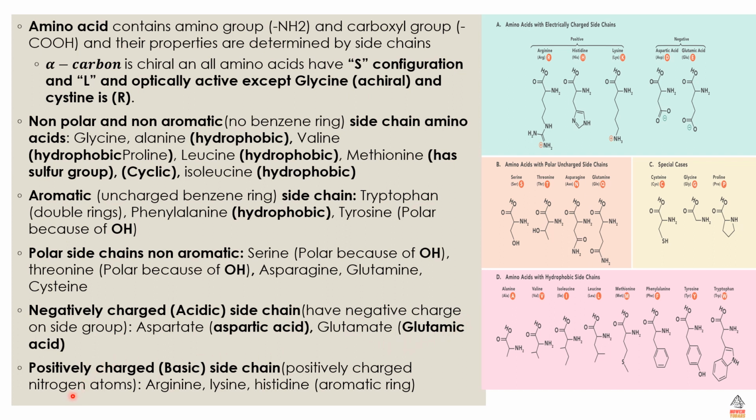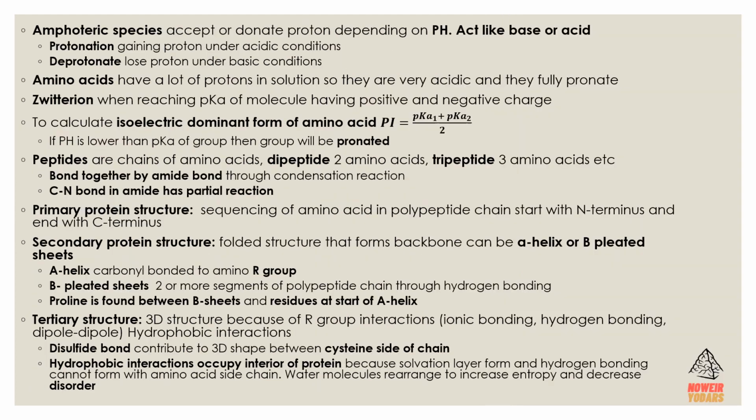Next, you have the positively charged side chains. You got three: arginine, lysine, and histidine. Histidine has an aromatic ring, as you can see here. But other than that, you got three: arginine, lysine, histidine. And yeah, this is basically all the amino acids, 20 of them. They're going to be really important when answering questions.